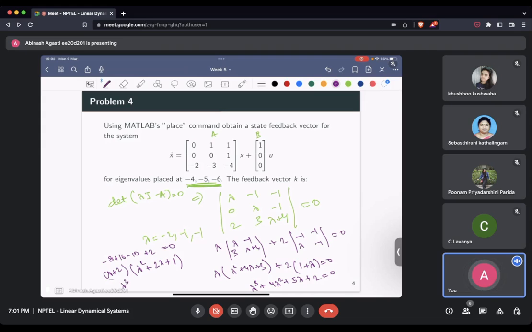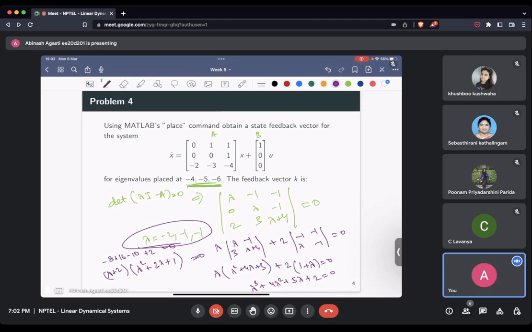Sorry, this is lambda cube plus lambda square plus 4 lambda square plus 4 lambda plus lambda, correct, into 2. So this is what we get here, and equating that to 0, I'll get my current eigenvalues. As we discussed last time, the purpose of sending these already negative eigenvalues, that is eigenvalues that correspond to a stable system, an asymptotically or exponentially stable LTI system, further left, is to get an even better system response. All right.